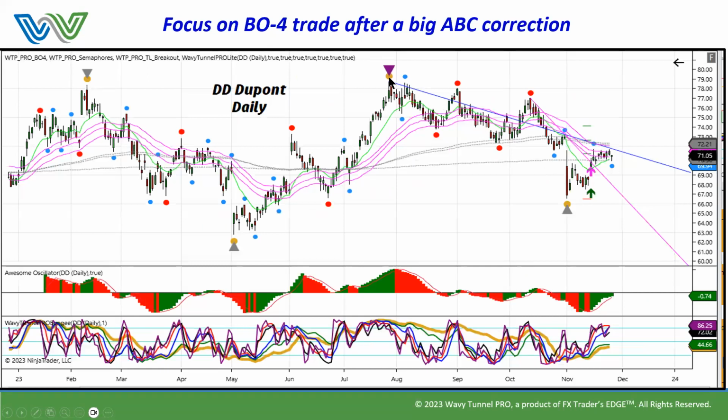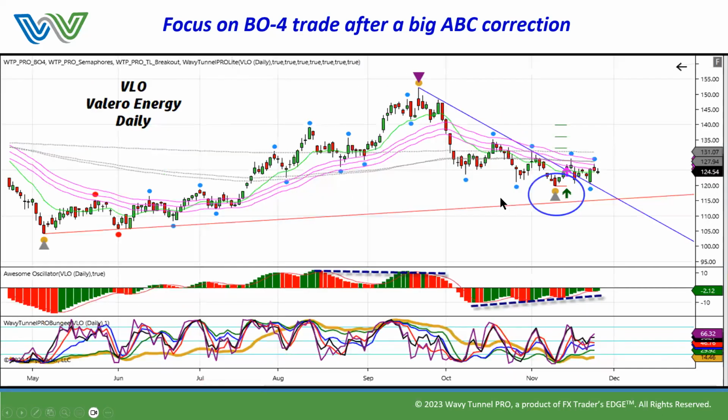Okay, we had the purple triangle. The market had a deep correction. I didn't run the Fibonacci tool to see how far it corrected. If we look left, we have a lot of nice support here, and then the market rallies. Here's another one, Valero Energy, same pattern, gray triangle, and then the market rallies.